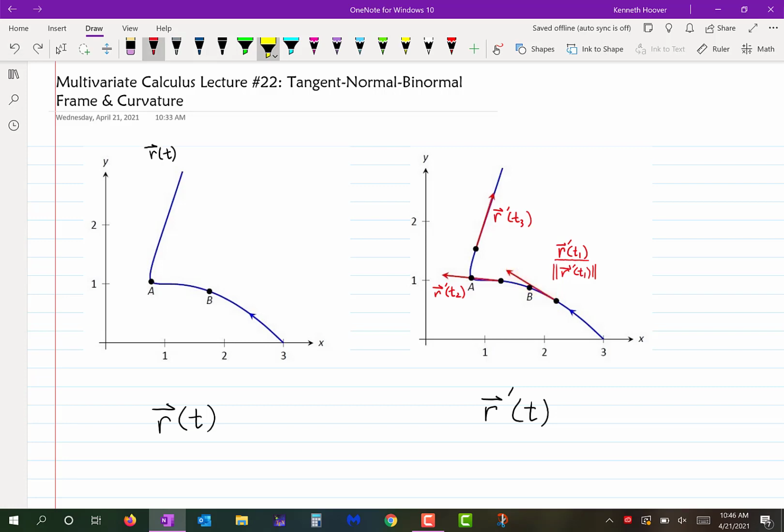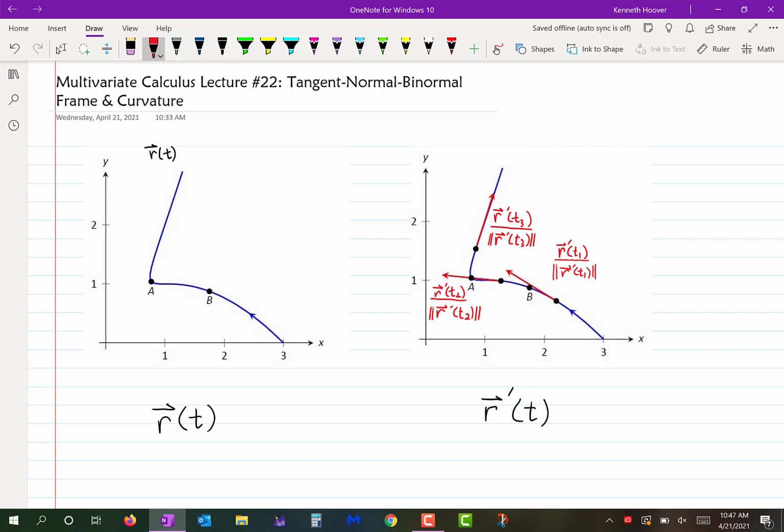Okay? Then the second vector here would actually not be R prime of T2. It'll be R prime of T2 divided by the magnitude of R prime of T2. That way it's guaranteed to come out with a length of 1. And the third one will be R prime of T3 divided by the magnitude of R prime of T3.